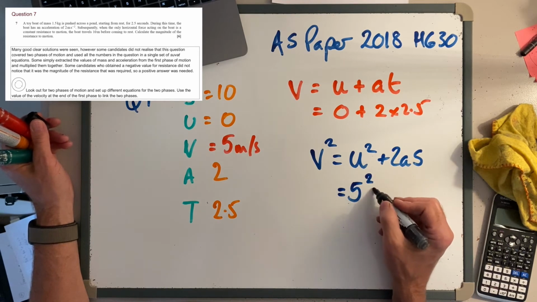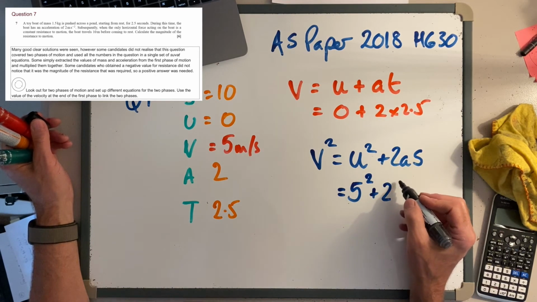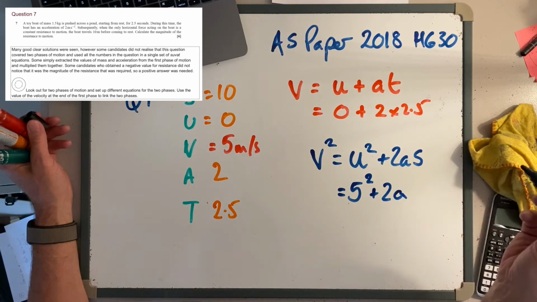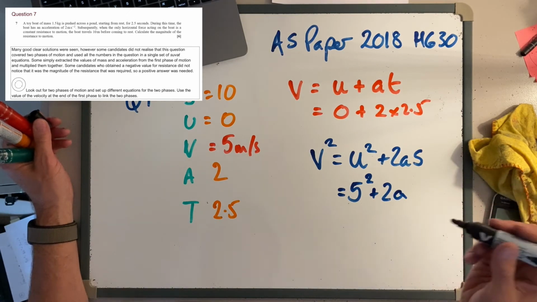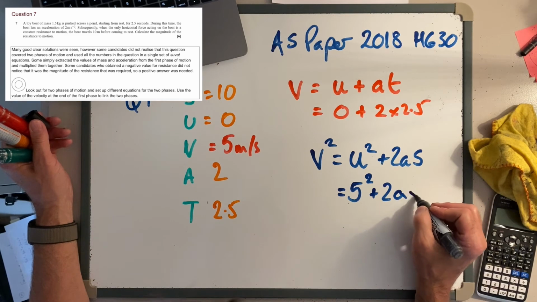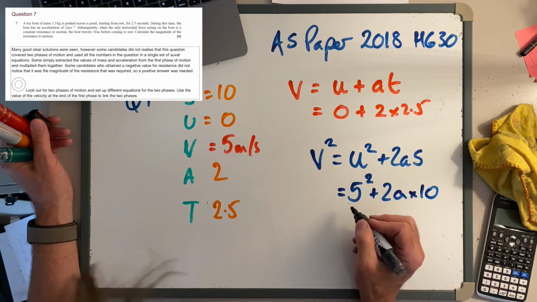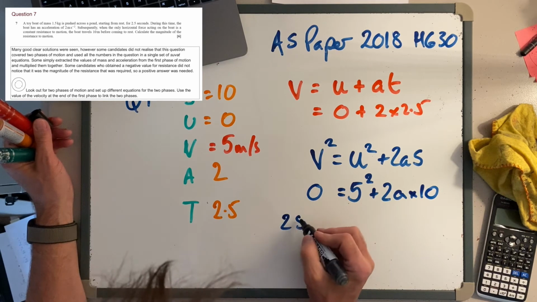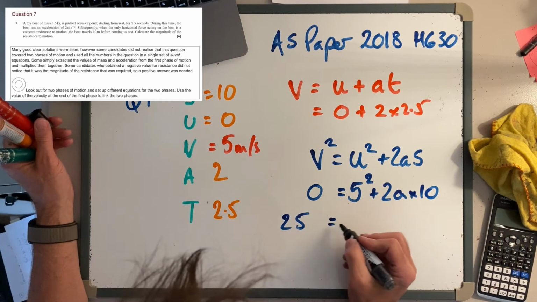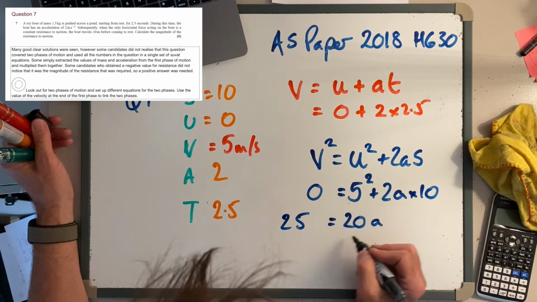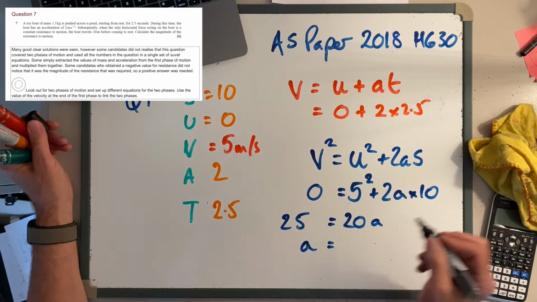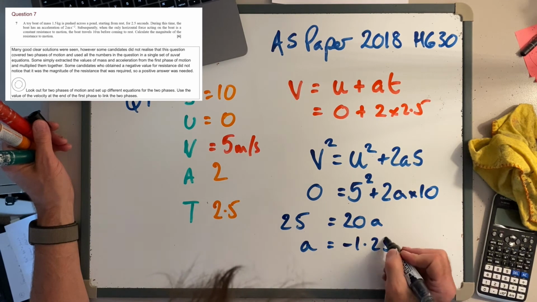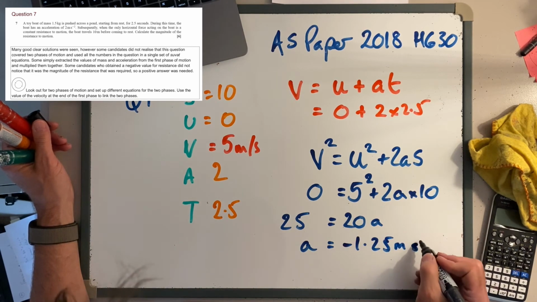So U is 5, 2 times the acceleration, which we're trying to work out because that is the magnitude of resistance, times distance 10. And we know that ends up being 0. So I know 25 equals 20A. So A is 5/4, minus 1.25 meters per second squared.